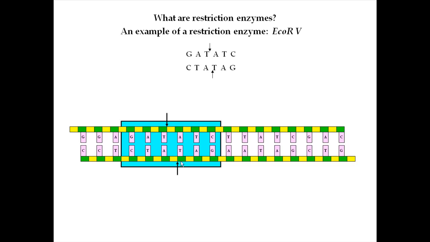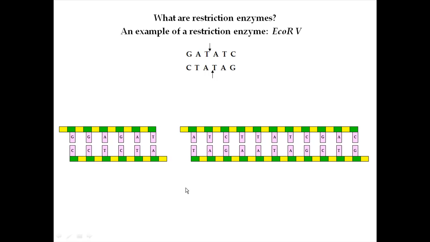And after it makes these little nicks in the sugar phosphate backbone, here's what results. After that sugar phosphate backbone is cut, you'll end up with two pieces of DNA. Here's one fragment of DNA, and here's another fragment of DNA. So when EcoR5 was used on that original piece of DNA, what resulted was one cut. And because it was cut once, it resulted in two pieces of DNA. Again, this one over here and this one over here.